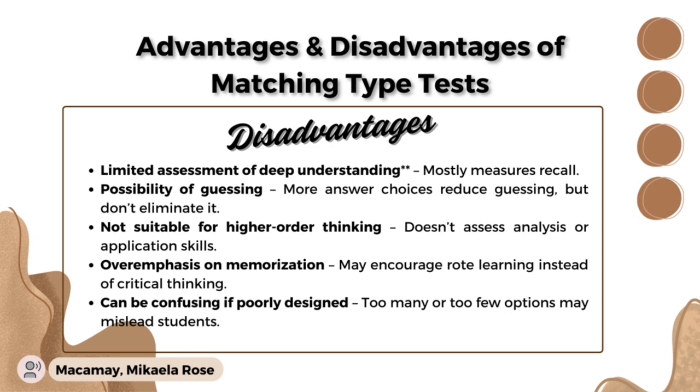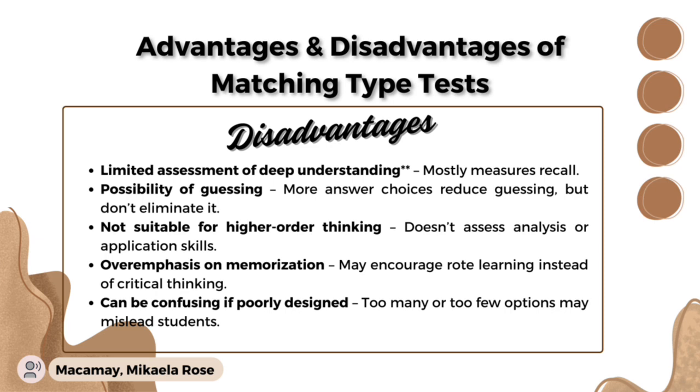The third one is not suitable for higher order thinking skills. It doesn't assess analysis or application skills. So in this one, matching type is like asking you to remember puzzle pieces, not build a whole puzzle. They don't really let you show if you can analyze, apply, or create something new.